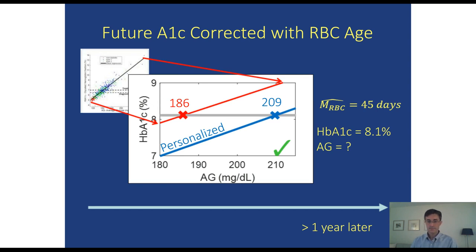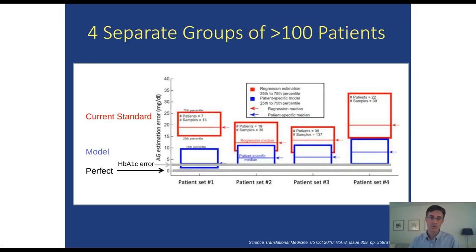Over a set of 4 cohorts of subjects, this method appears to be much more accurate than current regression approaches. The results here are comparing the errors in estimated glucose using the current method shown in red and a mean red cell age adjusted method shown in blue. A perfect estimate of average glucose would have an error of 0, shown by the perfect arrow in the black line there at an AG estimation error of 0.